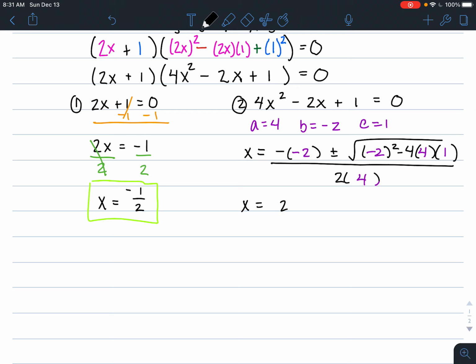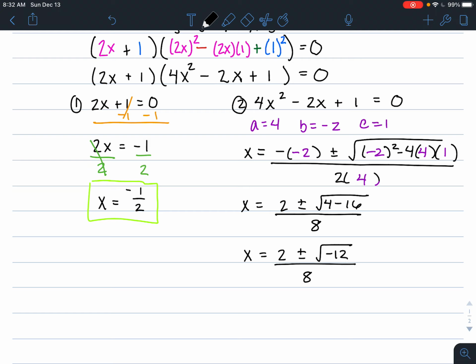So negative of negative 2 is positive 2 on the outside. And then negative 2 all squared is 4. And then 4 minus 4 times 4 times 1 is 16, all over 8. So x is going to equal 2 plus or minus the square root of negative 12, all over 8.